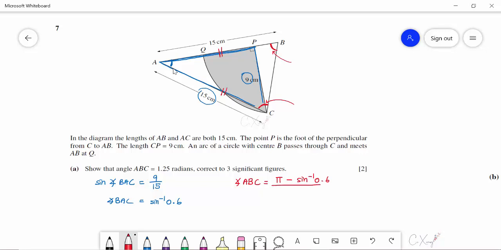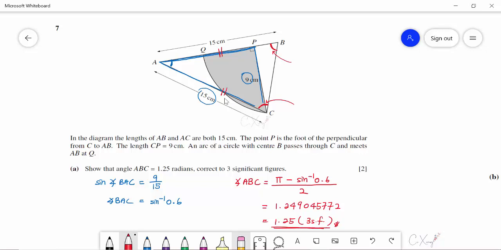Then I divided it by 2 because these two angles should be the same, due to the reason that the triangle is an isosceles triangle. By just pressing the calculator, you will get the value for angle ABC, which is 1.249045772. If you correct it to 3 significant figures, you'll get the correct answer, which is 1.25.